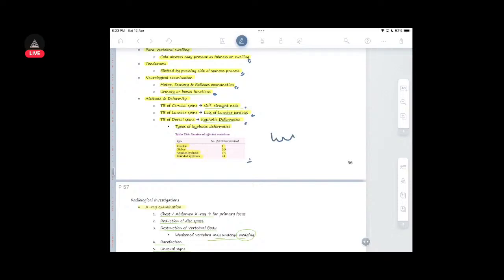So you can remember it as knuckle, gibbous, angle, round.